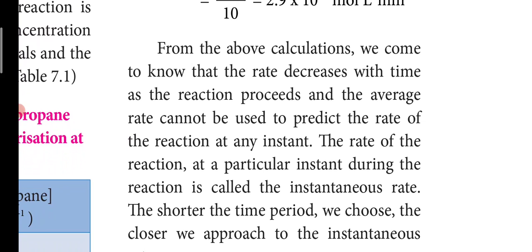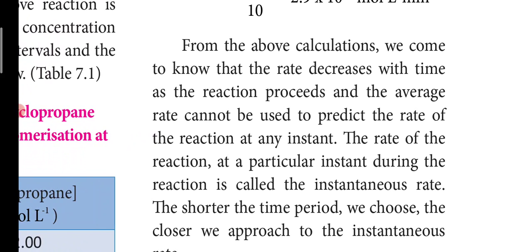cannot be used to predict the rate of the reaction at any instant, which means we cannot take something randomly from the middle and state the average rate, because rate decreases with time as the reaction proceeds. So the rate keeps changing as the reaction proceeds. We cannot take it from somewhere and calculate one overall average and state it.